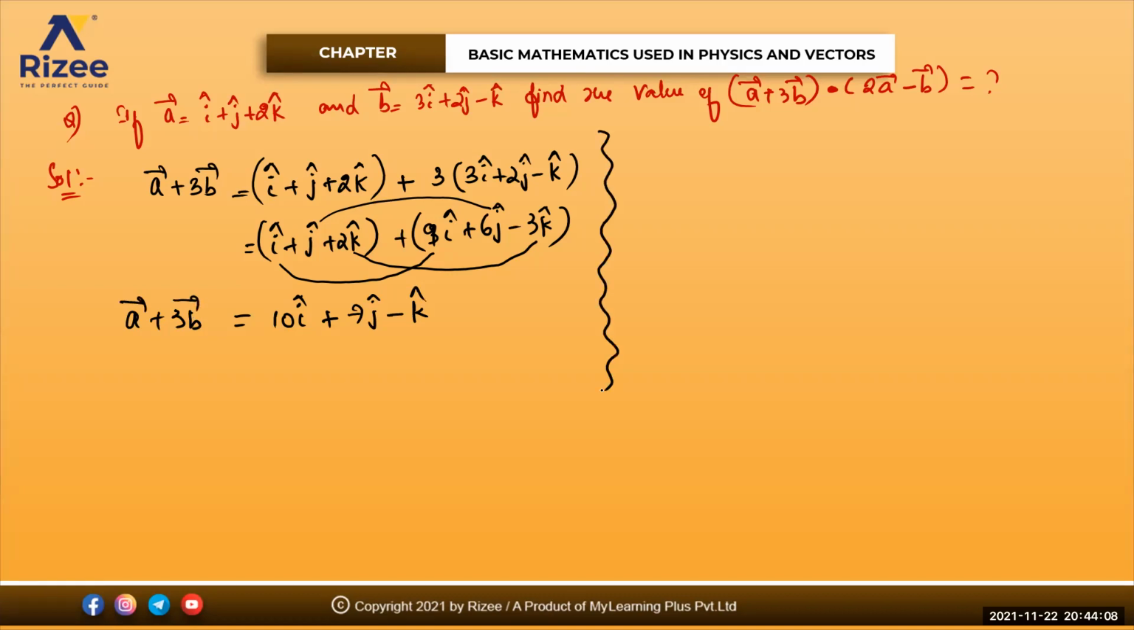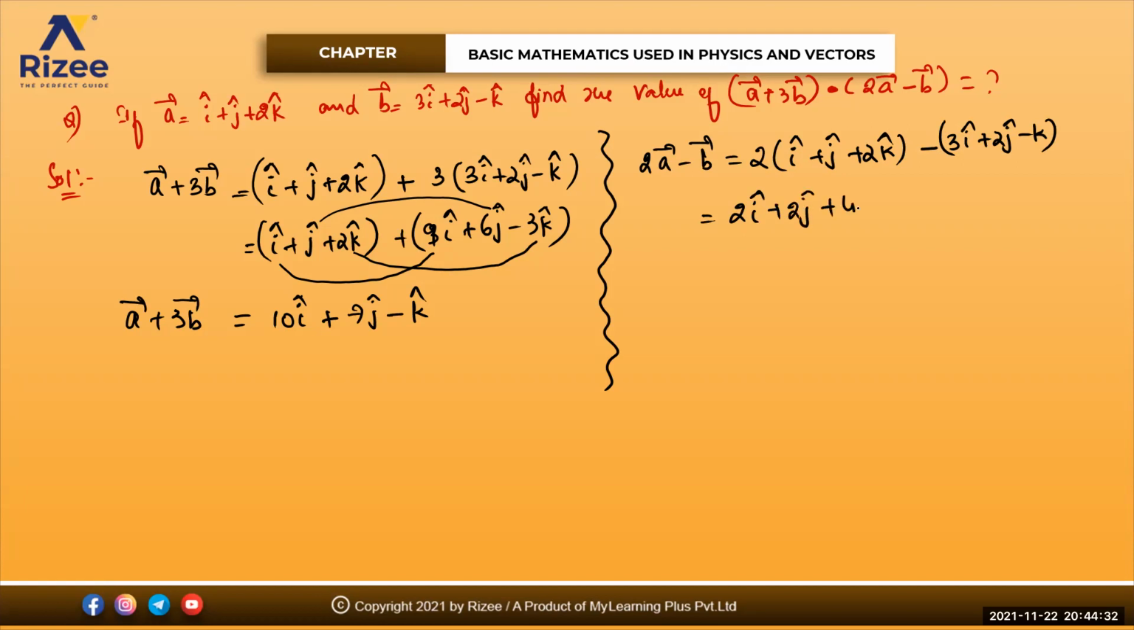Okay. The next one is nothing but 2a bar minus b bar. That will be equal to 2 times a bar value, which is i cap plus j cap plus 2k cap, minus b bar. B bar value is equal to 3i cap plus 2j cap minus k cap. That means 2 ones are 2i cap plus 2j cap plus 2 twos are 4k cap. So this will be minus 3i cap plus 2j cap minus k cap. You can add i cap, you can add j cap, you can add k cap. 2i minus 3i.